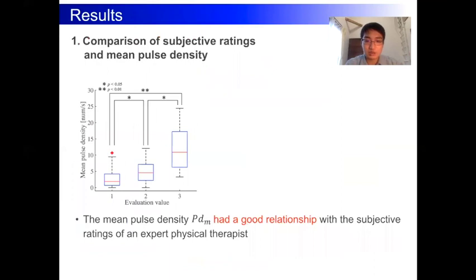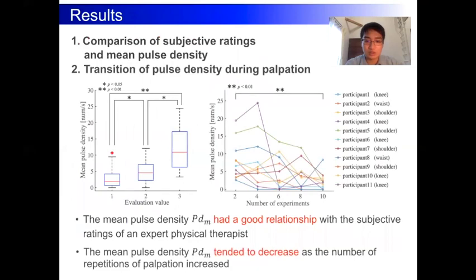Experimental results showed the mean pulse density of the sensor output had a good relationship with the subjective ratings of an expert physical therapist. The result also showed that the mean pulse density tended to decrease as the number of repetitions of palpation increased. These results showed the usefulness and validation of the proposed sensor system.